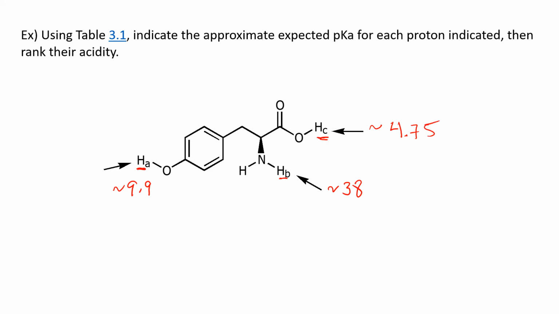All right, so HC is the most acidic. Then we had HA, and then finally HB, because that was 4.75, 9.9, and 38.